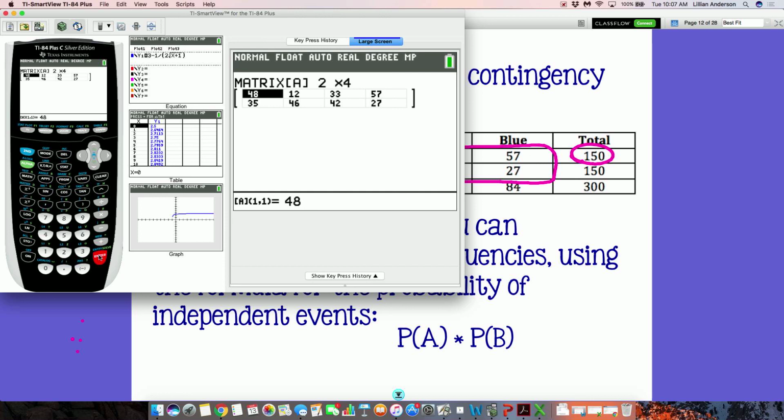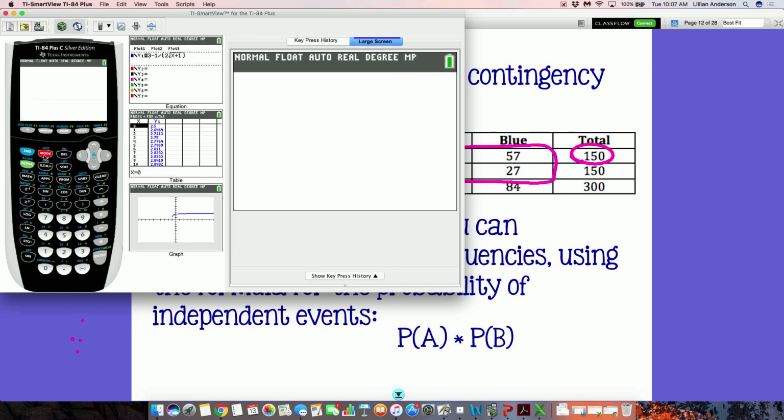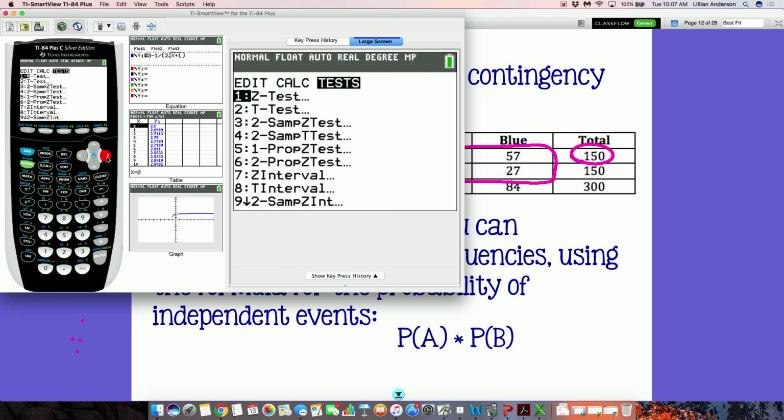Now once you get all your data in there, you've got to quit out of the program. Like second quit. Yes. So second mode to quit out of the program. If you try to do anything at this point, you're going to end up overwriting the matrix. Now let's get our chi-squared value. What you do is you go to stat, you go over to test, and you want to scroll up or scroll down to option C, which says chi-squared test.